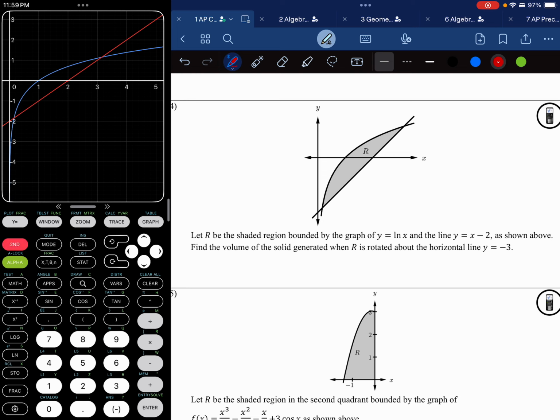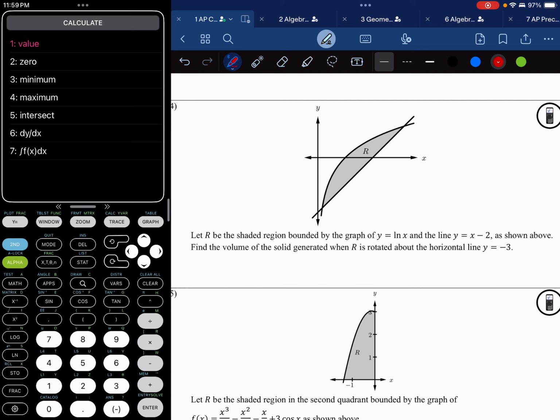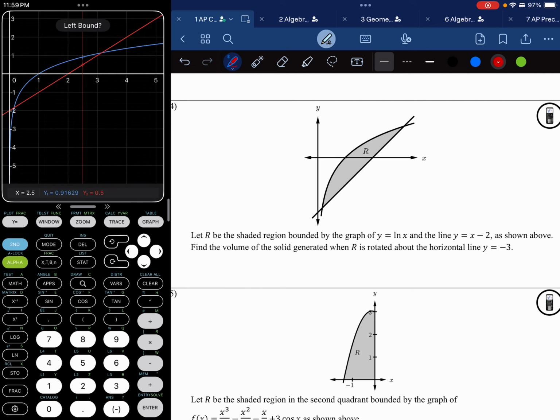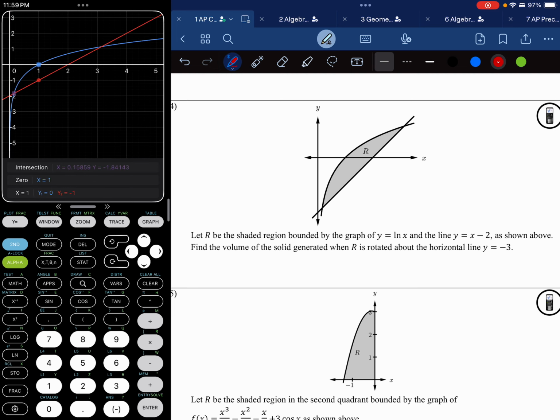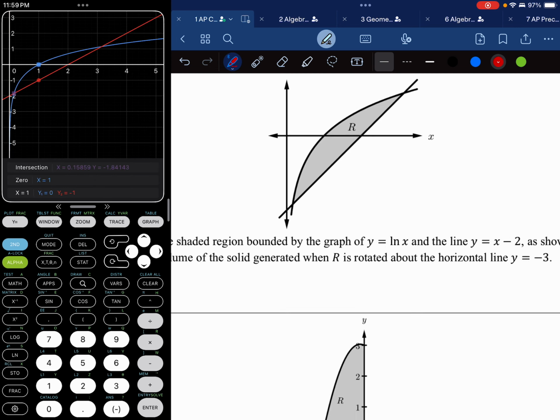I'm going to hit second, trace 5 to do an intersection. Okay, I forgot about that left point. It looks like about 0.2-ish, so I'm going to say the left bound for me is 0. My right bound is going to be, I don't know, 1 is fine. A good guess is about 0.2, and I got 0.15.